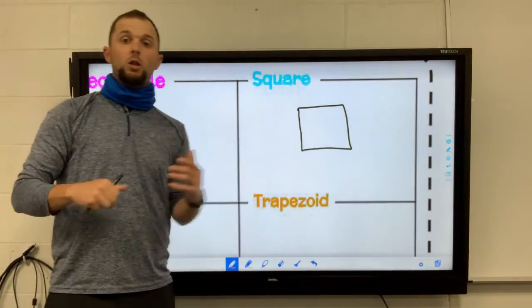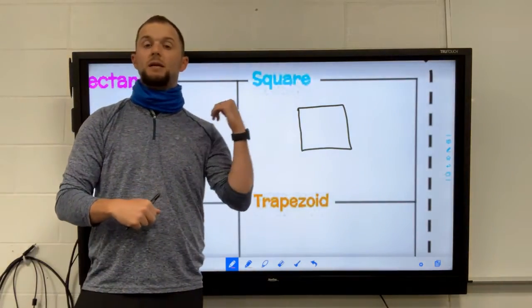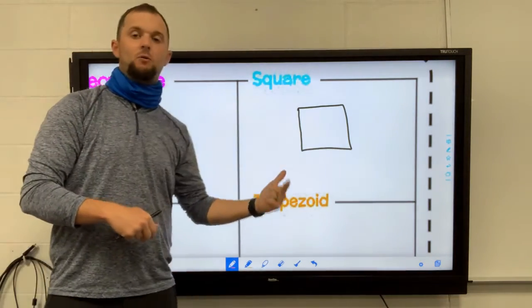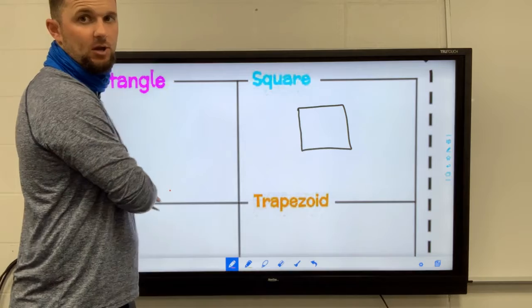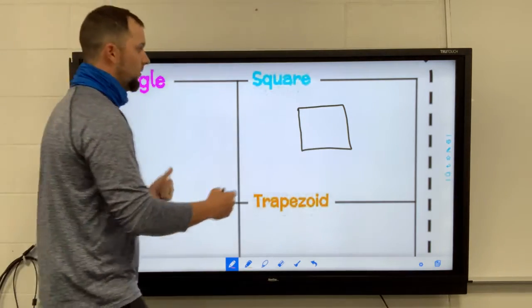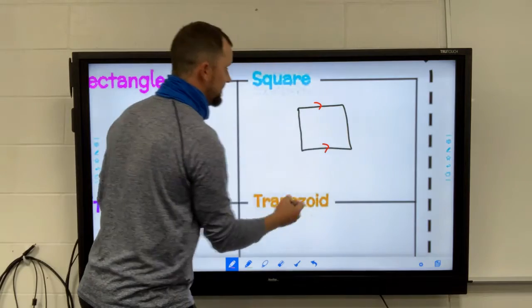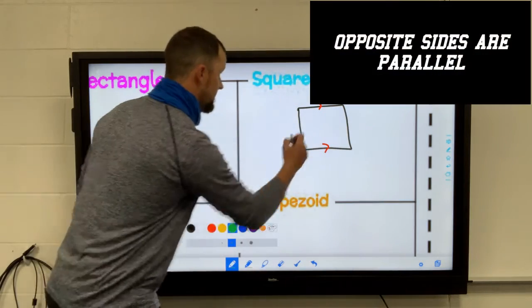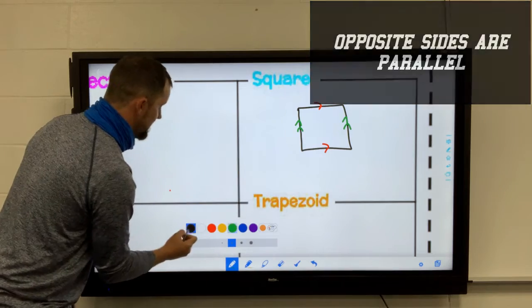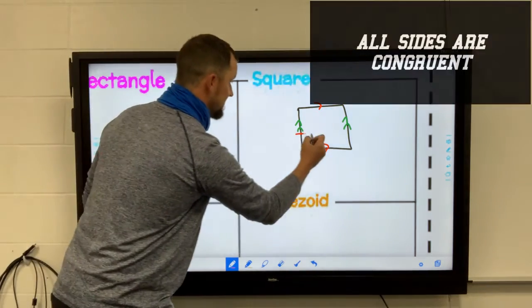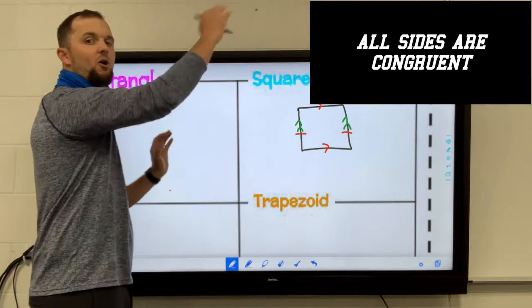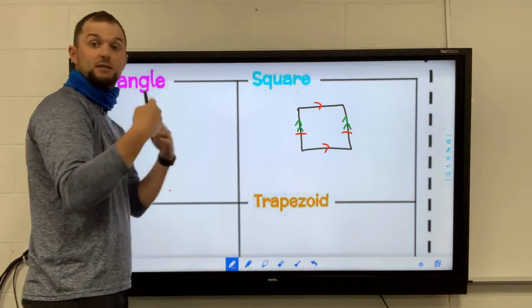The next thing we're going to look at is a square. Basically a square is a parallelogram, it's a rectangle, but it's also something else that we're going to learn in a second. It's all of these three shapes combined. It's a parallelogram, which means this side is parallel to this side. It also means this side is congruent to this side, but the thing that makes it different from a rectangle is that all the sides are congruent because it's a square.